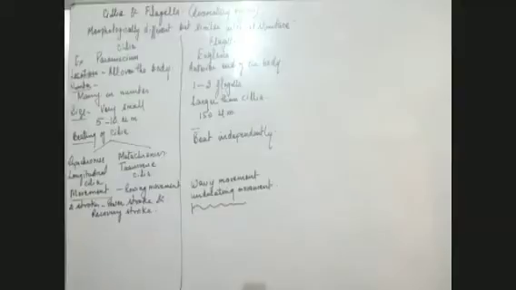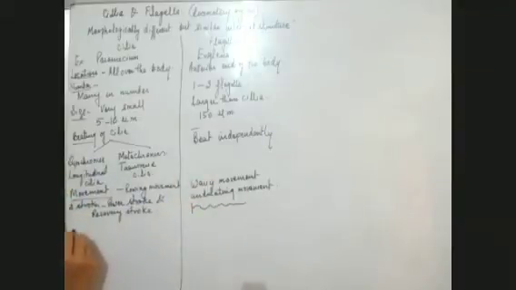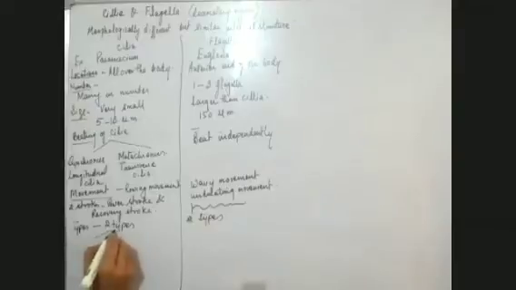Now, if we see the types of cilia and types of flagella, the next point I'm writing here is types. There are two types of cilia, and the flagella are also of two types. Which two types of cilia? The two types of cilia are kinocilia and stereocilia.